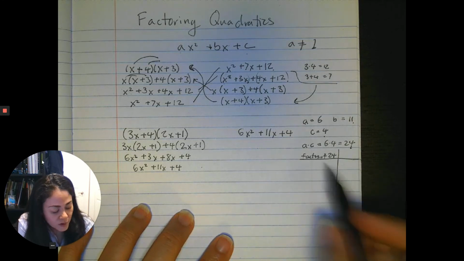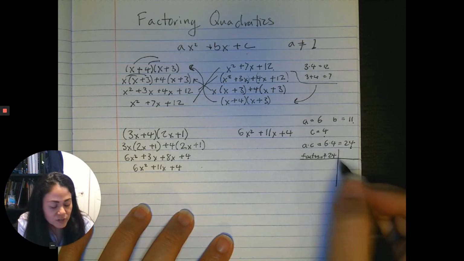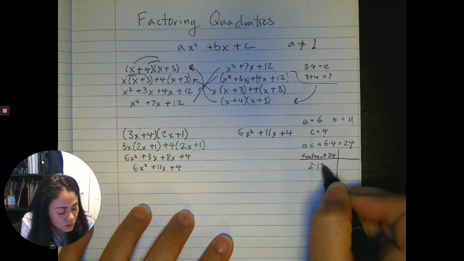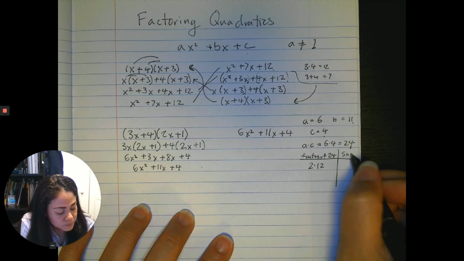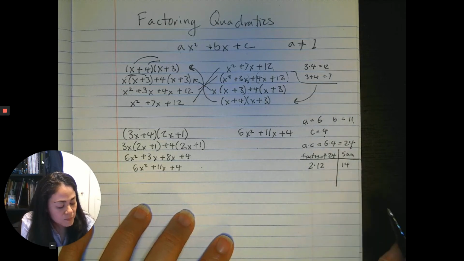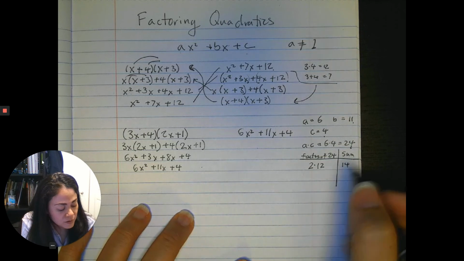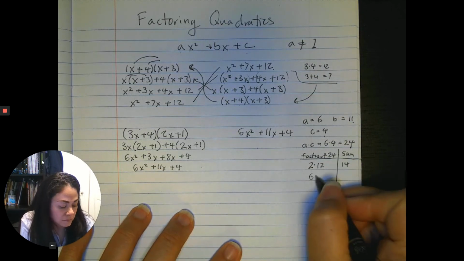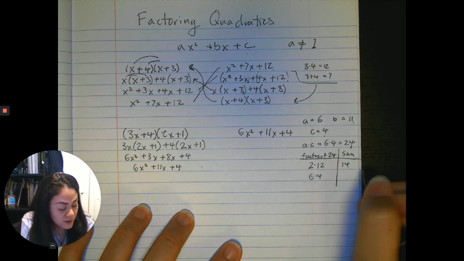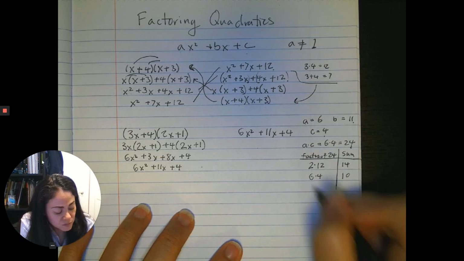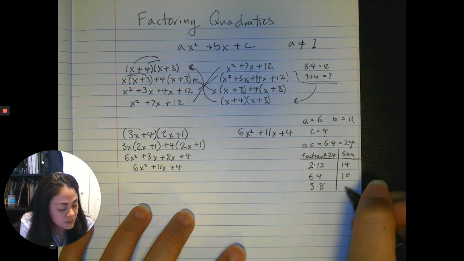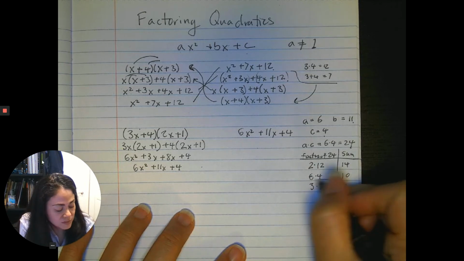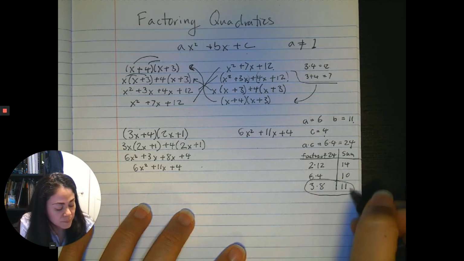And so, if we didn't already know, you might think, oh, 2 times 12 equals 24, but those add together to get 14. And you might think, well, 6 times 4 multiply together to get 24, but they add together to get 10. And eventually you'd probably come to 3 times 8. And 3 times 8 equals 24. Of course, 3 plus 8 equals 11. And this is the pair that we're looking for because we want the sum to be equal to b.